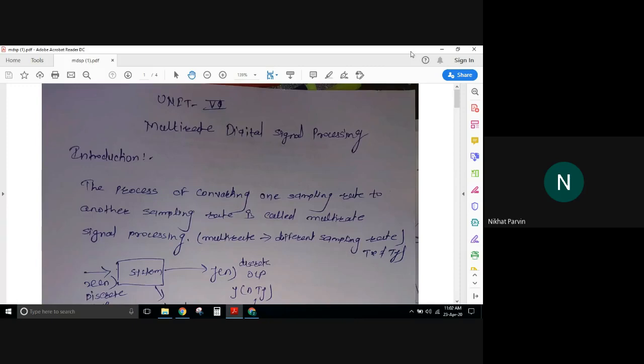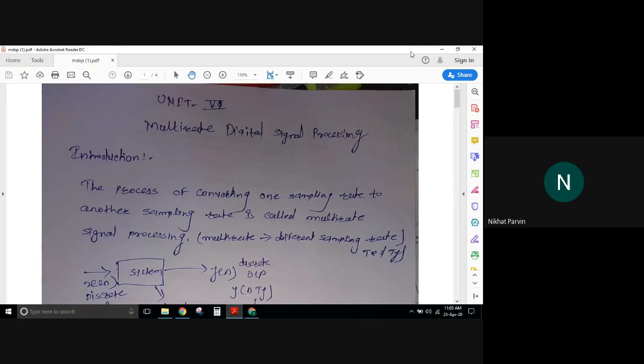The fifth unit is multi-rate digital signal processing. In short, people call it MDSP, multi-rate digital signal processing. And the second one is finite word length effects. These are the two subtopics under your fifth chapter.